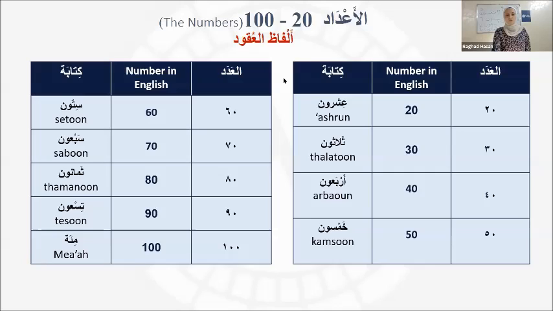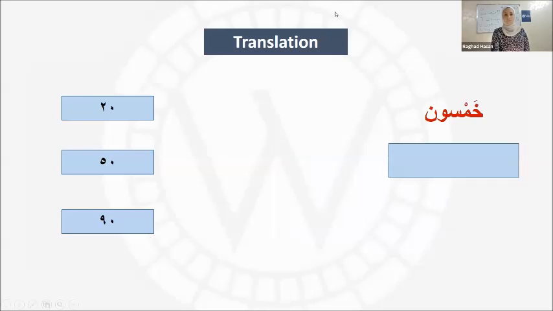شكراً لكم. Okay, choose the correct answer or correct translation. خمسون. So خمسون, first, second or third? برافو، أحسنتم. So خمسون is the second one.